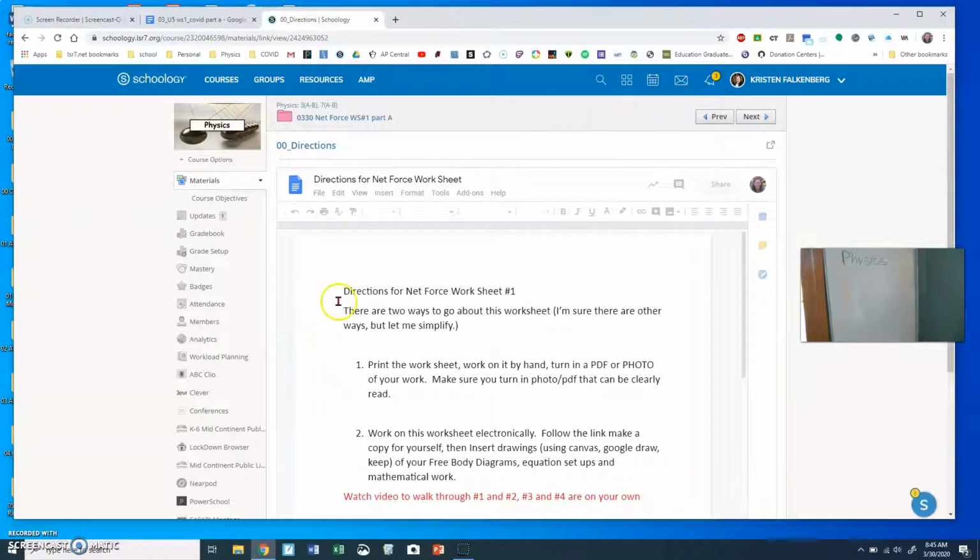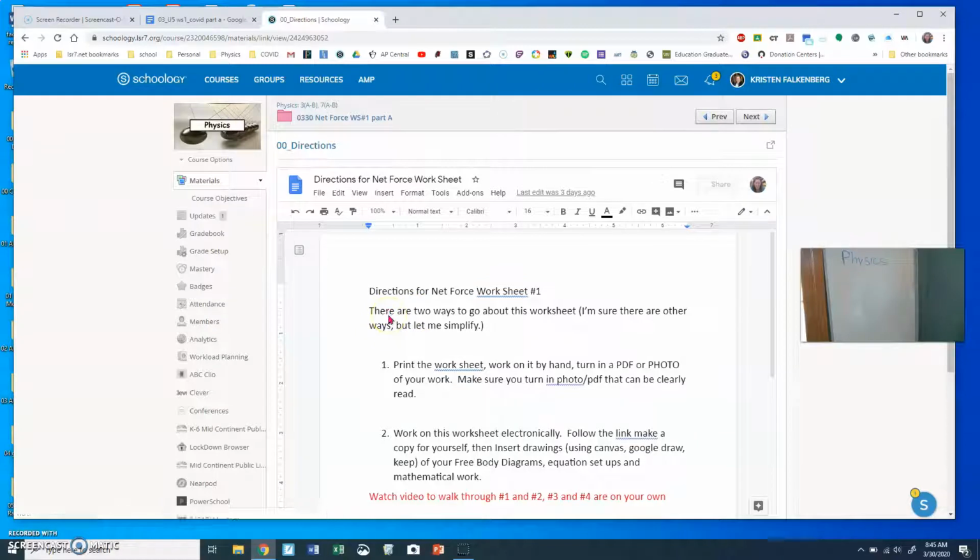Basically 2 ways to go about it. If you're a hard copy person, you can print this worksheet and then take a photo when you're done with it. The other way to go about it is you can work on it on a piece of notebook paper. Just identify the number and the letter that you're working on, like 1A, 1B. You don't have to rewrite anything. Just make sure I know which section you're on. I can grade it that way.